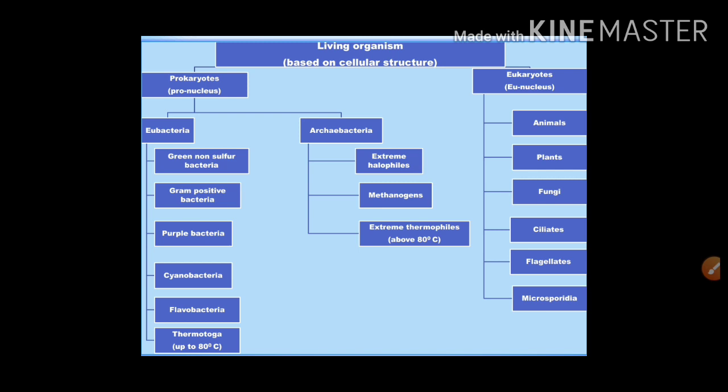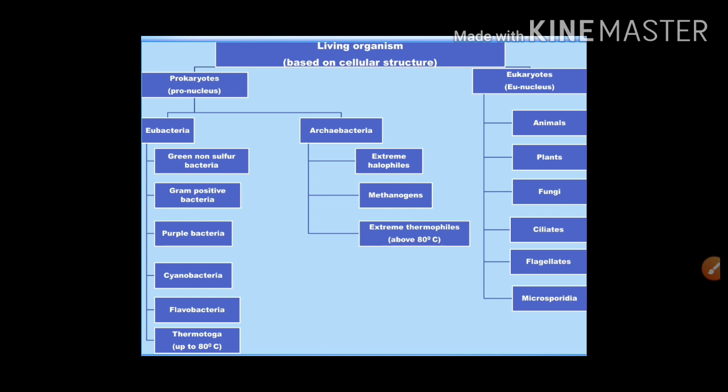Now archaebacteria are bacteria which can live in extreme environments like high acidity, high alkalinity, high temperature or very low temperature. They are categorized into three: extreme halophiles, methanogens and extreme thermophiles. Extreme halophiles means the microbes which can sustain high salt concentration. Methanogens form methane, and extreme thermophiles can live above 80. Thermotoga up to 80 and extreme thermophiles above 80. The favorable temperature is above 80.